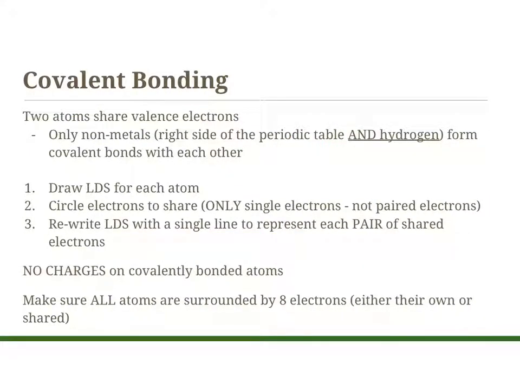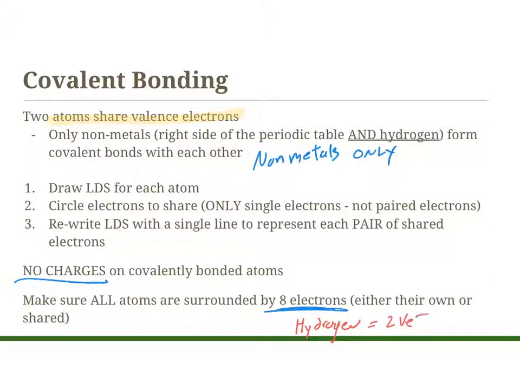Covalent bonding occurs when two atoms share valence electrons. They're only nonmetals, so it's nonmetals only. So we would draw a Lewis dot structure for each, circle the electrons to share, to show that sharing is occurring, and then rewrite the Lewis dot structure. There's no charges on covalently bonded atoms, and we make sure that all of them are surrounded by 8 valence electrons. The one exception would be hydrogen, which will have 2 valence electrons.